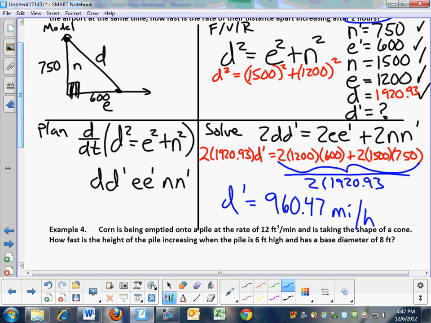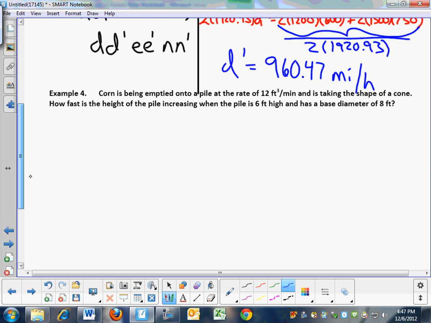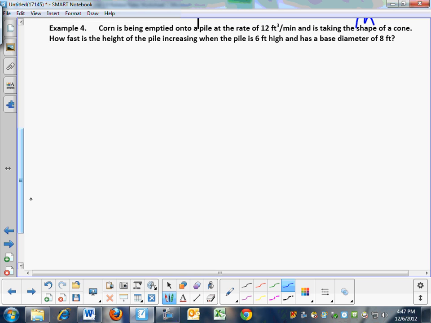There you go. So again, it doesn't have to be a formula like a formula for volume or area. Sometimes the Pythagorean theorem comes in very handy with this stuff as well.